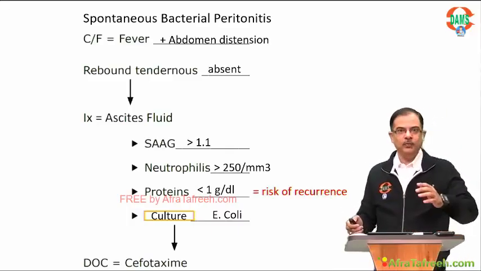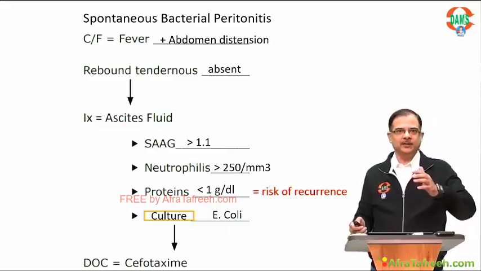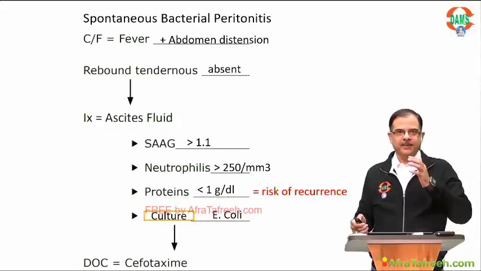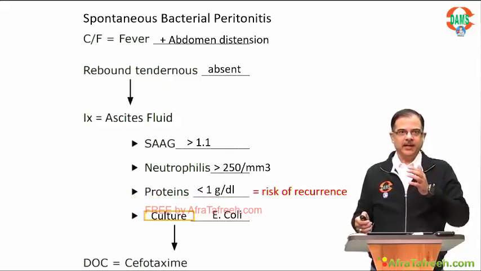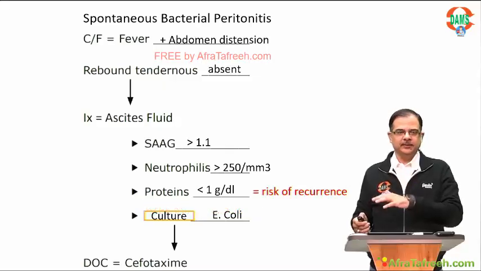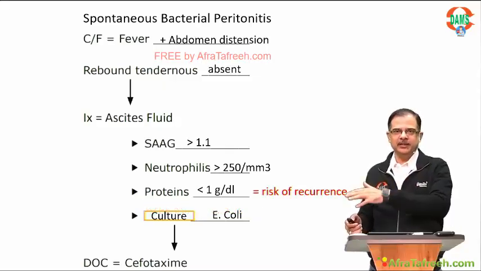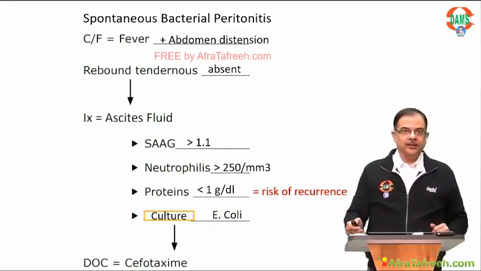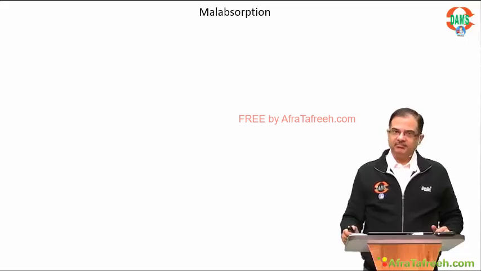SAAG long form is serum ascites albumin gradient, that is serum albumin minus ascites albumin. So it is more than 1.1. Now coming to the intestinal part.